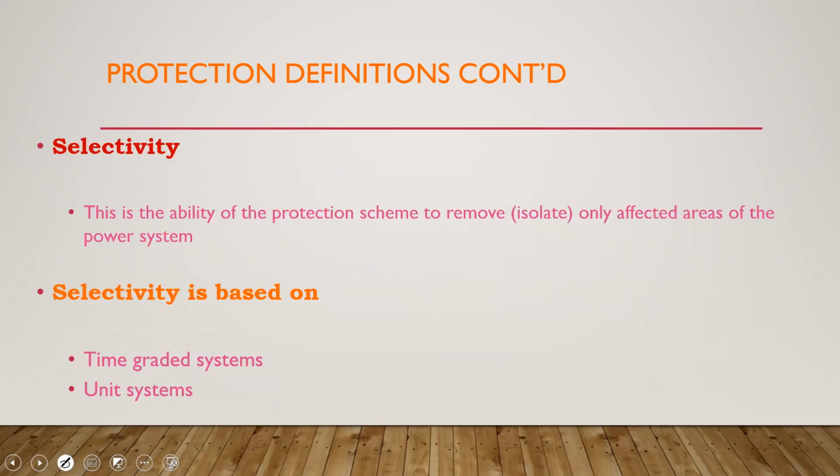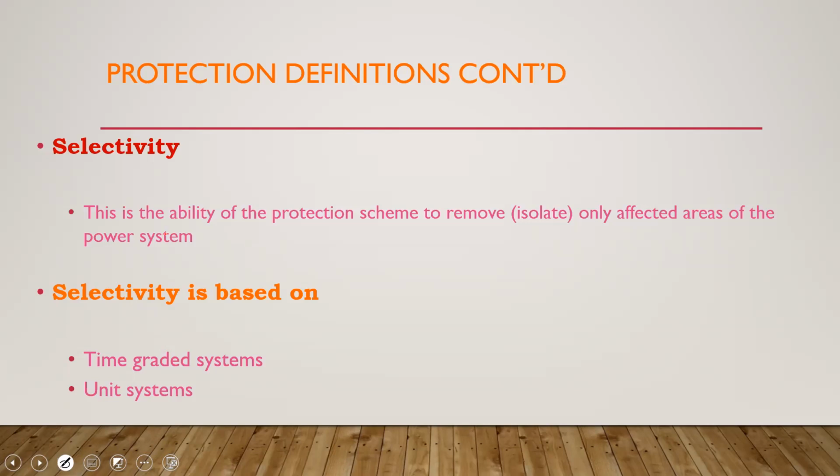All right. So we spoke about reliability. We now look at selectivity. Selectivity is the ability of the protection scheme to remove or isolate only the affected areas of the system. Now, I've been using the term discrimination earlier, and we'll explain a little further the difference between the two.